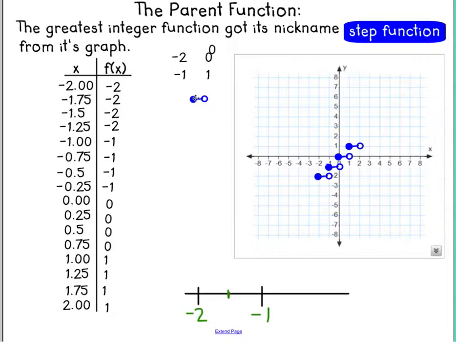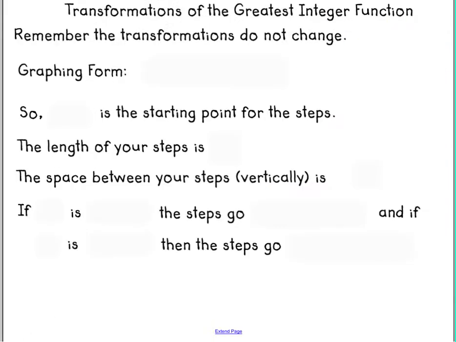So this is what the parent function looks like. I would like to have probably 5 of these on here when you are graphing the parent function. It starts at 0, 0 again, and you have 2 to the right and 2 to the left. The next part is to talk about transformations. How are you going to transform? All these parent functions use the same transformations.